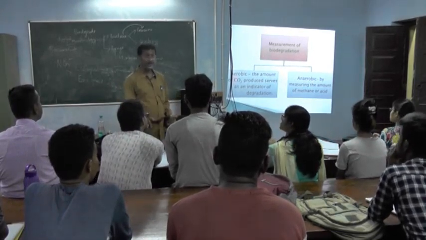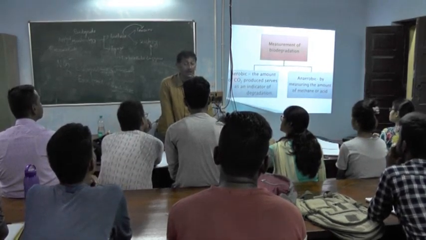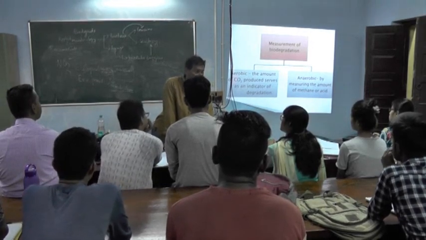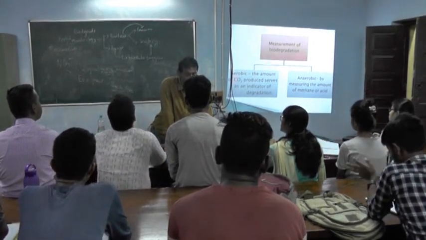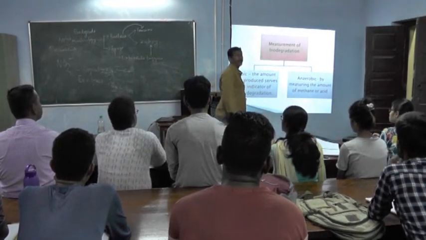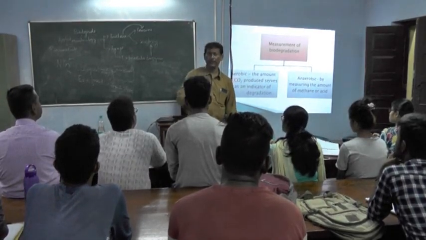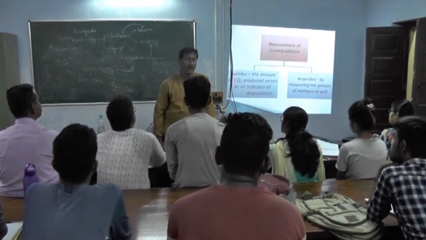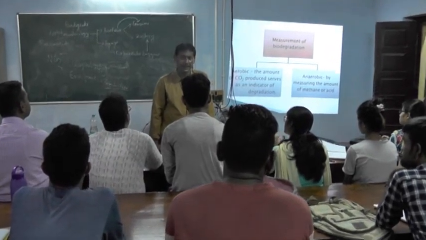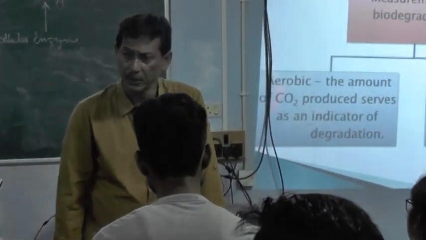Now, academically, another very important thing is whether biodegradation has been taking place or not. That can be measured. If biodegradation takes place aerobically, then there will be the chance of producing CO2. And if CO2 is being produced, you know that we have an apparatus in physiology, the respirometer. In respiration, organisms consume oxygen and ultimately produce CO2.